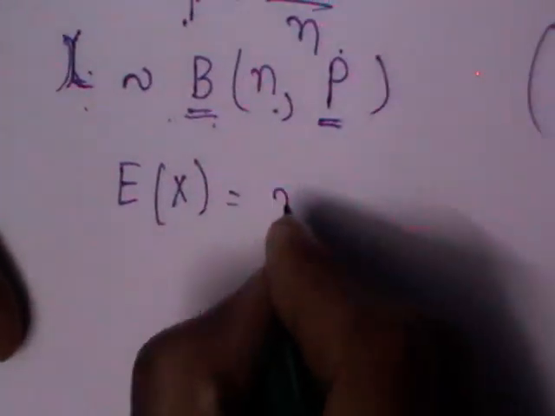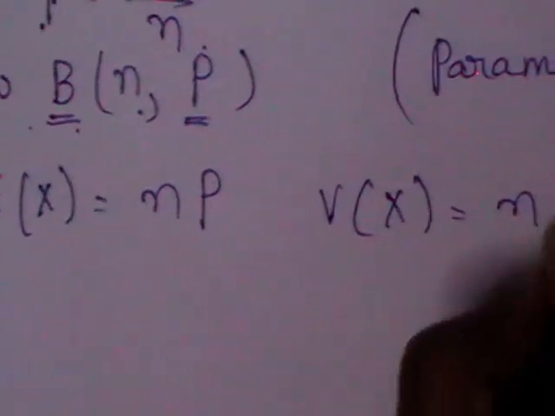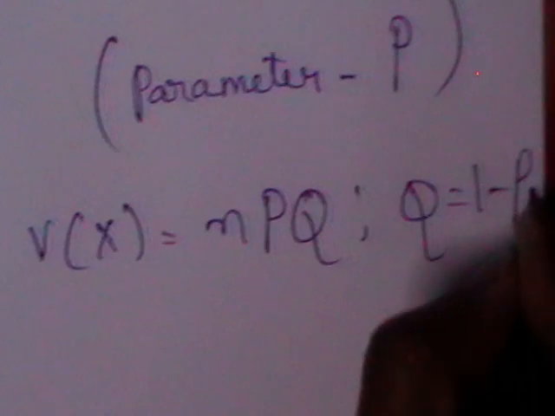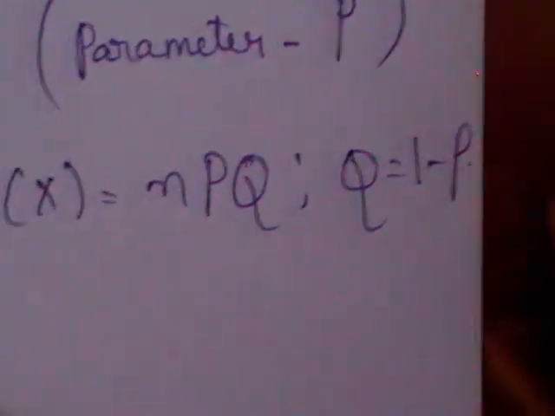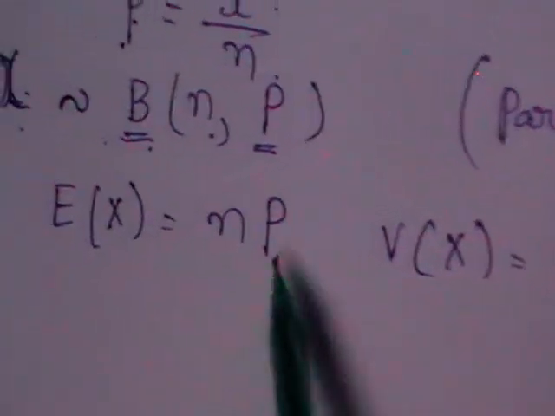What is E of x then? The mean of the binomial distribution is nP, with capital P, and the variance of x is nPQ, where Q is 1 minus P. Now you have described the sample size, the sample proportion, and capital P as the population proportion.